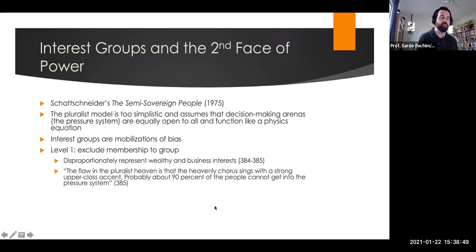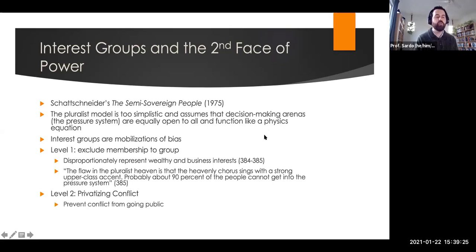And he writes in the famous quote from the text, "The flaw in the pluralist heaven is that the heavenly chorus sings with a strong upper class accent. Probably about 90% of the people cannot get into the pressure system." If lobbying and interest groups are how people are supposed to access government, and most of these interest groups are collecting dues or money from corporations or businesses or wealthy people, then the average person isn't going to gain that same type of access. They're going to be excluded from decision-making power, that non-decisional power.